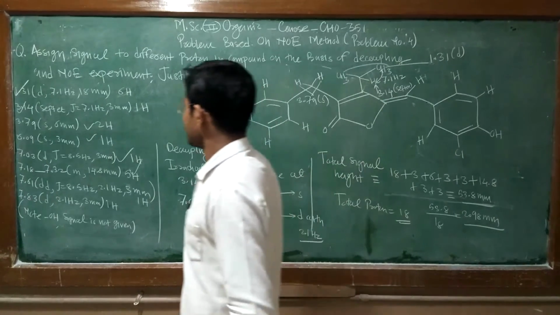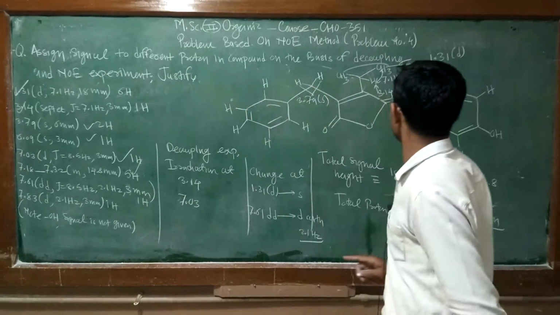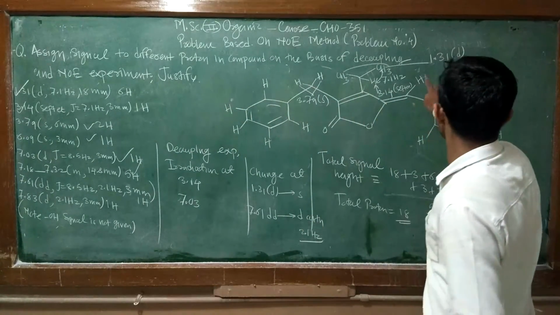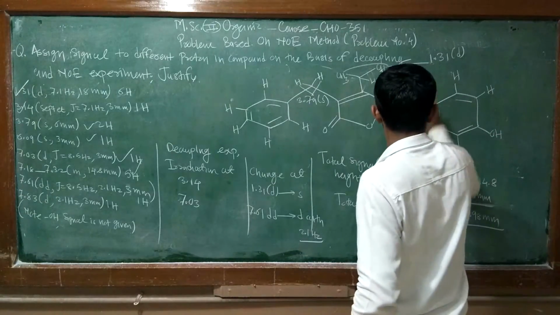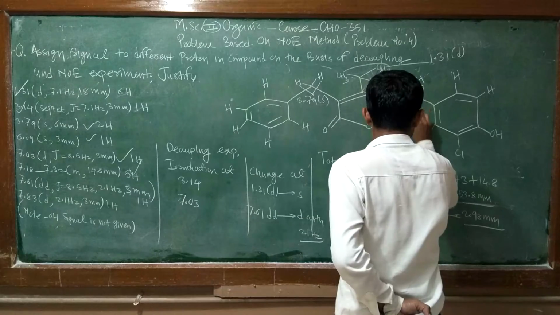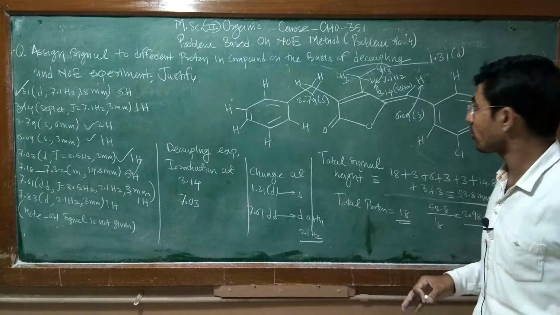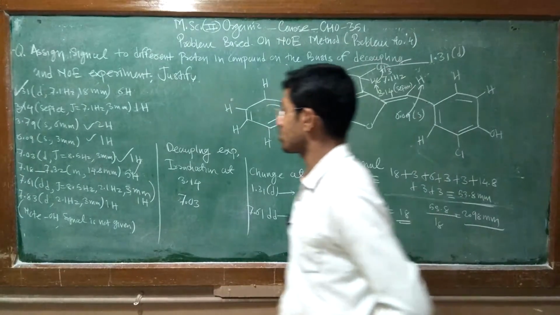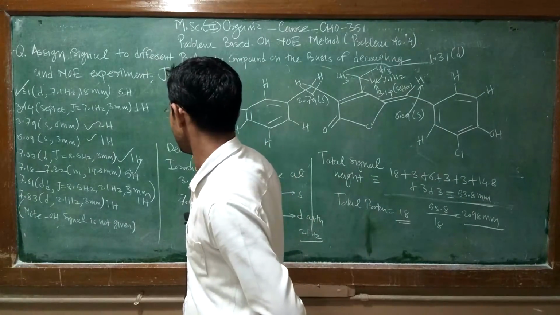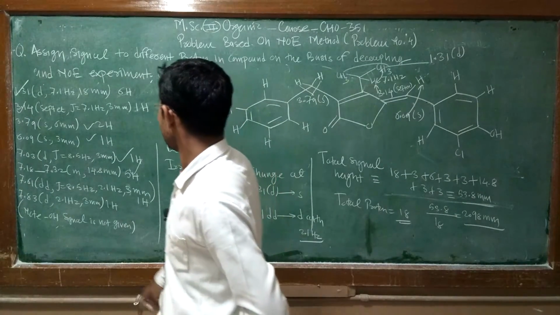Next is 6.09, a singlet for 1 proton again. Which proton is this? The alkene proton. It is again a singlet, meaning there is no aromatic proton and no allylic proton coupling, because of that this shows a singlet signal. So 6.09 singlet.